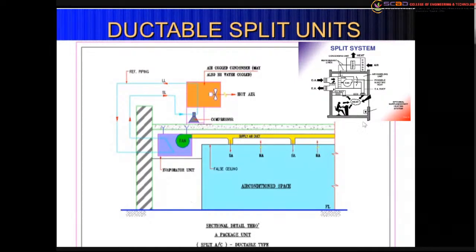The blue color is the conditioned space. You can see this is the fan coil unit, which is hung on the ceiling, and this is the split outdoor unit. It is ducted and provides the supply air, and the return air comes through the other part here. The outdoor unit and the compressor sit outside, and the fan coil unit takes the hot return air back to the unit, and then it runs through the supply air to the space.